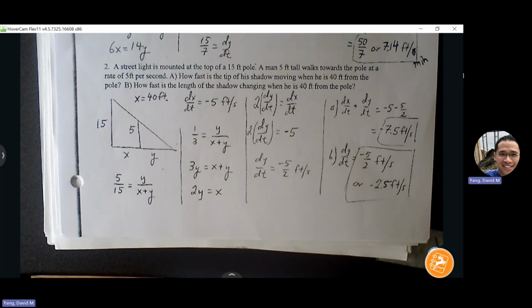Once we have this, we can get to A and B because dx/dt is already given to you in the problem. But usually part B is pretty simple. It's just like from what the answer from A is. Right. Or I like to always find the length of the shadow changing first, and then the tip of the shadow is just adding them together.